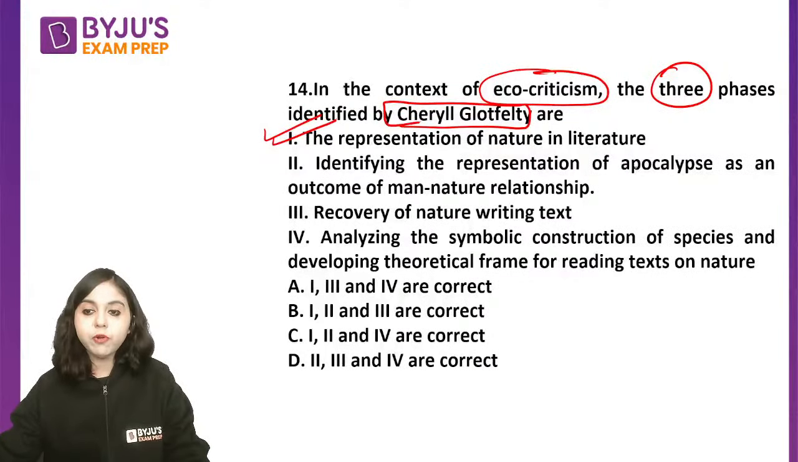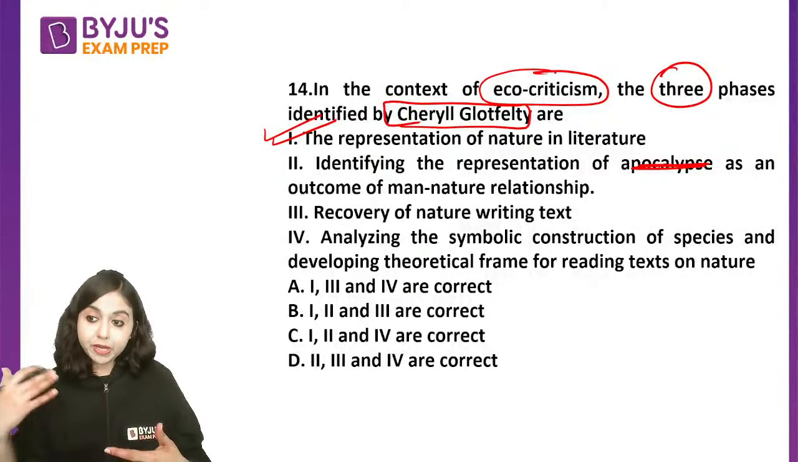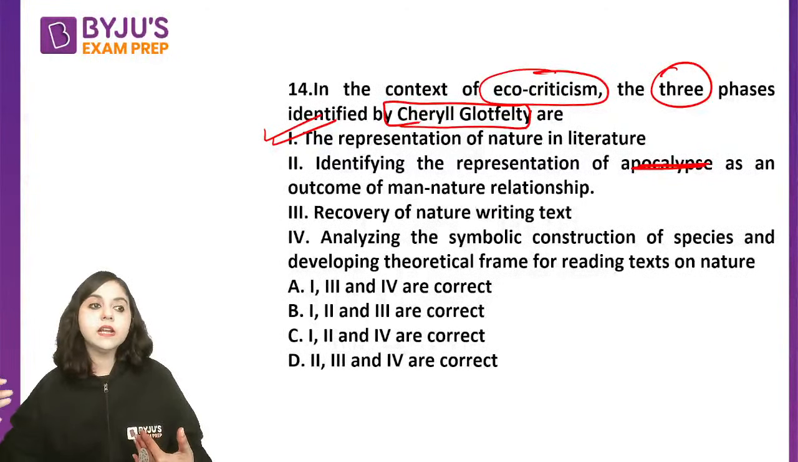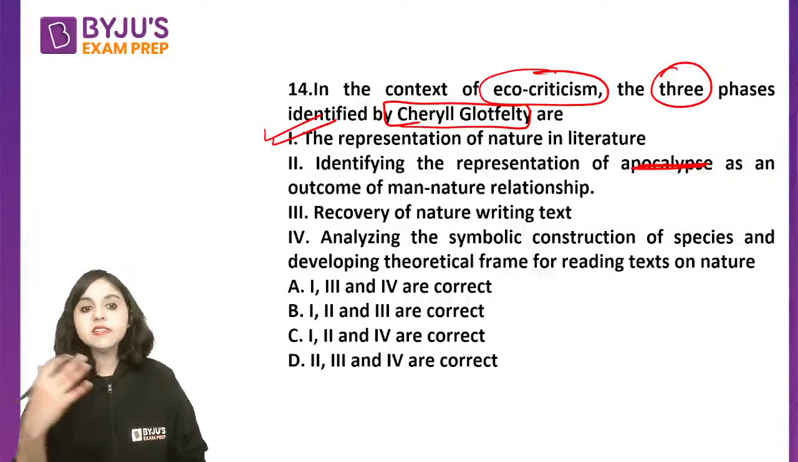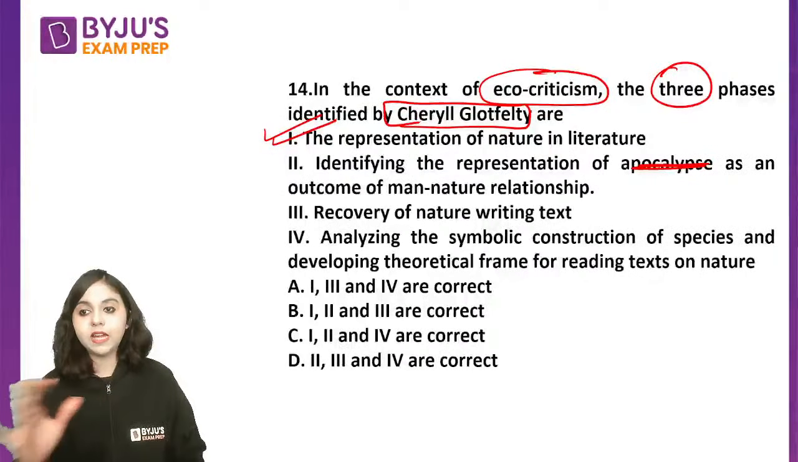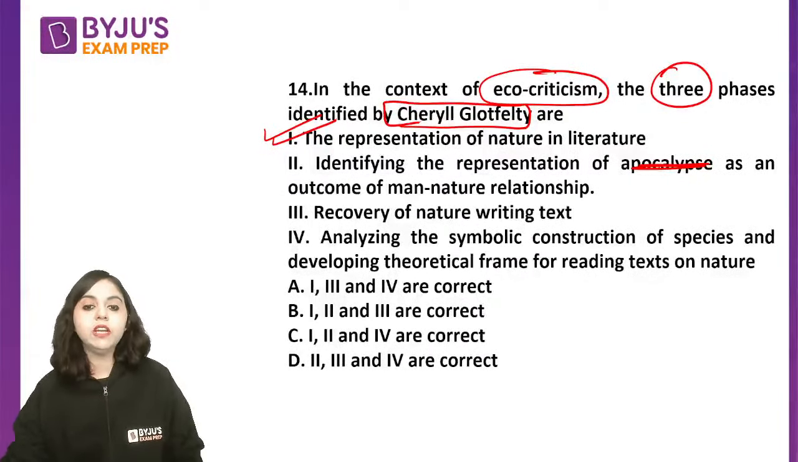Identifying the representation of apocalypse? No, actually not apocalypse per se. It is just trying to look at nature. Because the way that we are treating nature, as a result, apocalypse is inevitable. That's an inference that we're able to see. But that is not the three phases that Glotfelty talks about. Recovery of nature's writings and analyzing the symbolic construction of species.